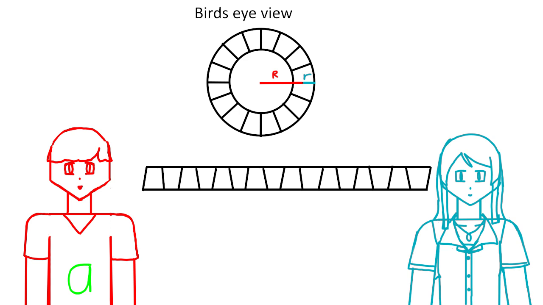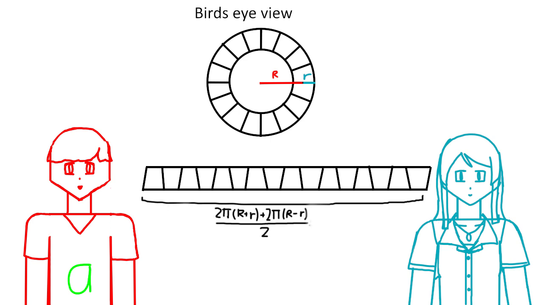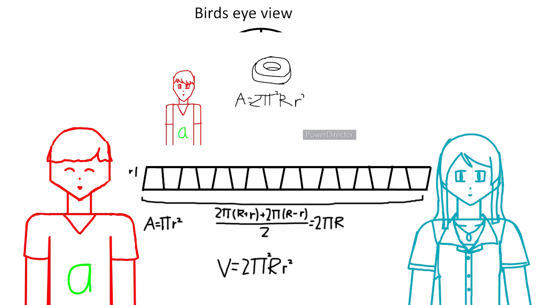Twice the length of this cylinder is equal to the length of the outer circumference plus the length of the inner circumference, which is 2 pi capital R plus lowercase r plus 2 pi capital R minus lowercase r. And that just cancels out to 2 pi capital R. The radius of the cylinder will be lowercase r, so the total volume of the cylinder is 2 pi capital R times pi lowercase r squared. The same formula I figured out in the other video.